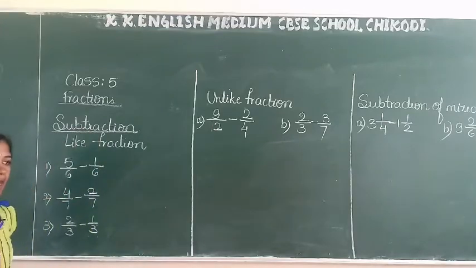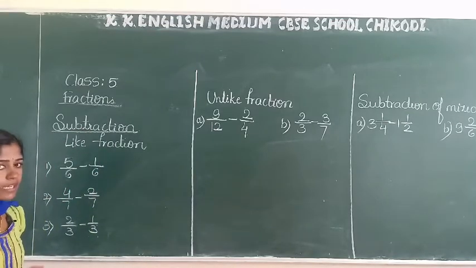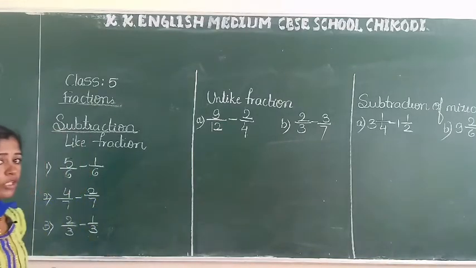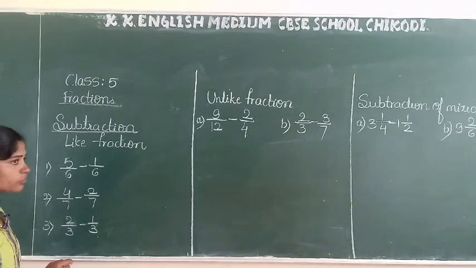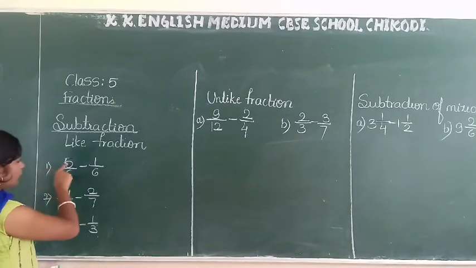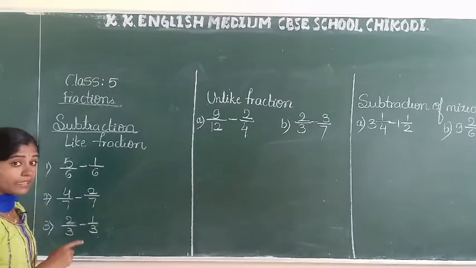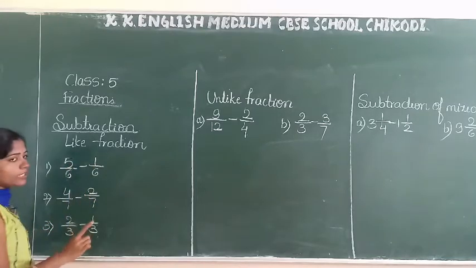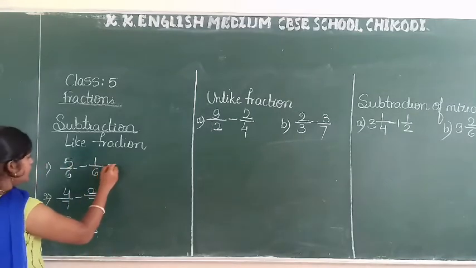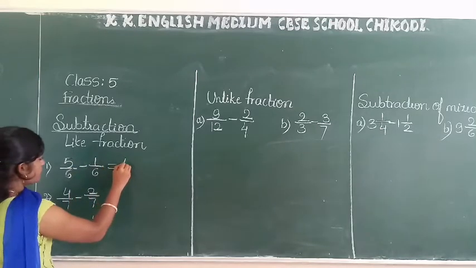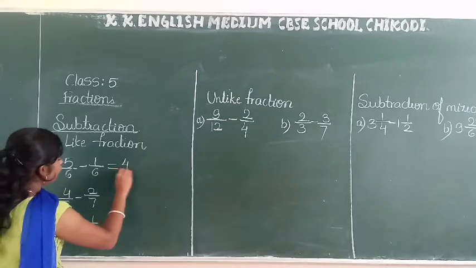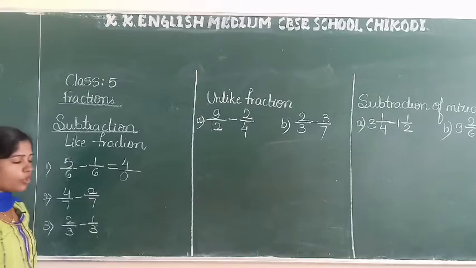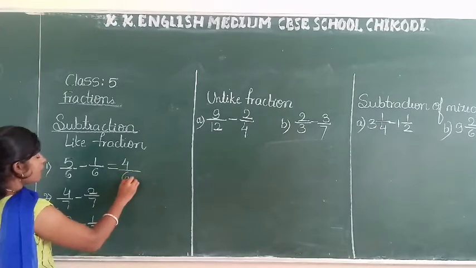What you did in addition, here also you have to follow the same procedure. There you added but here you have to subtract. Already you know the addition of fractions. There, 5 plus 1 means you added, but here when you are subtracting you just subtract the numerators and keep the denominator as it is. See here, 5 minus 1 is there. If you subtract 5 minus 1 you will get 4, and 6 minus 6 is 0. If you wrote like this, your answer is wrong. You have to keep 6 as it is.